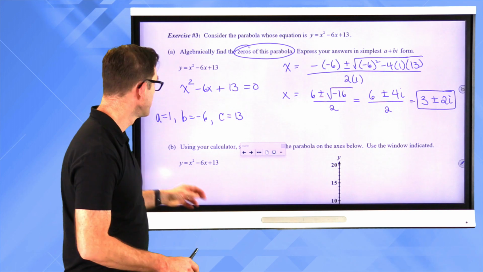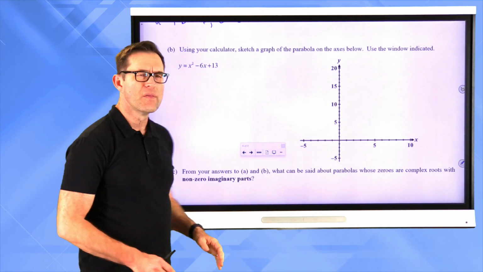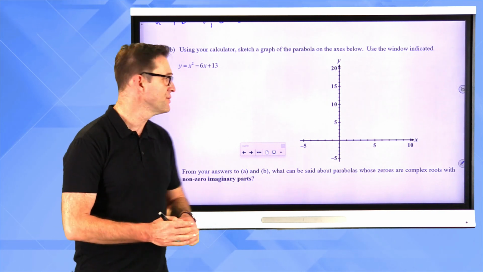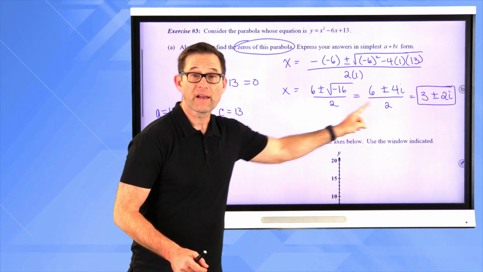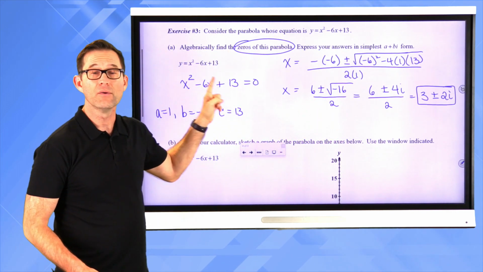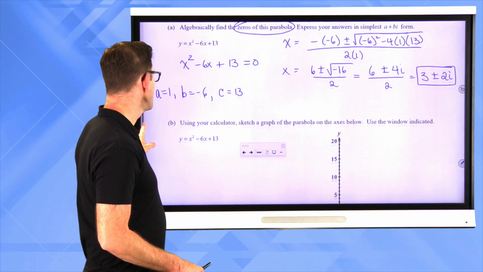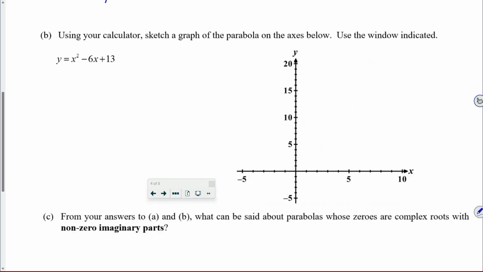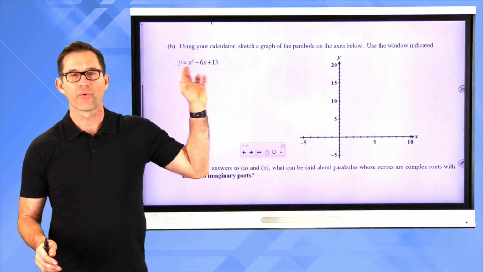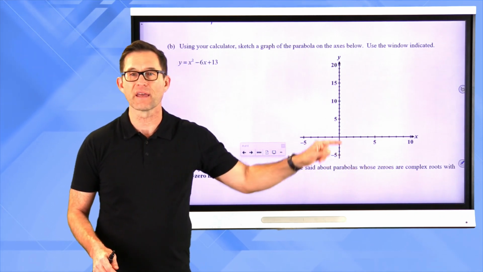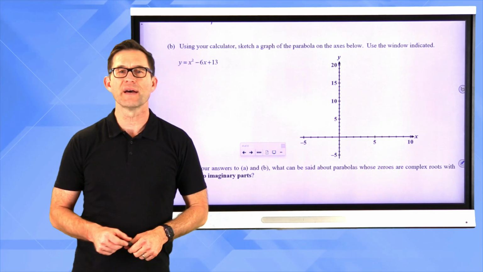All right, great. Now, remember, the zeros typically are just another name for the x-intercept, right? Because they are the x values where the y value is equal to 0, and those are the x-intercepts. So now, what I'd like you to do in letter B, using your calculator, sketch a graph of the parabola on the axes below. Use the window indicated. So just grab your calculator, throw this in as your function, use this as your window, negative 5 to 10 along the x-axis, negative 5 to 20 along the y-axis. Just get a sketch of that parabola.